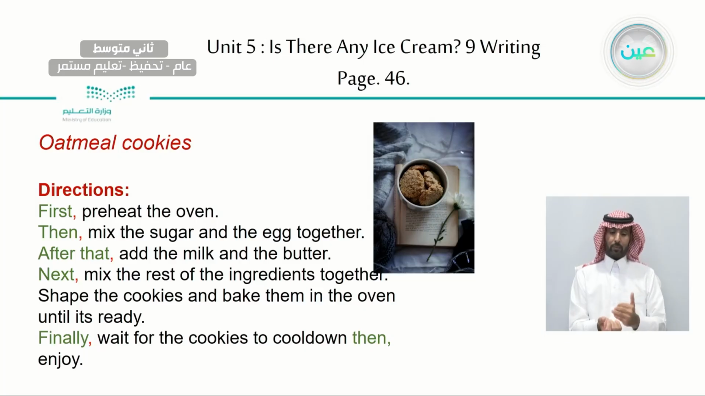Then, mix the sugar and the egg together. This is the next step. After that, after doing this step, which is mixing the sugar and the egg together, what are you going to do? You're going to add the milk and the butter. Next, mix the rest of the ingredients together. Shape the cookies and bake them in the oven until it's ready. Finally, wait for the cookies to cool down, then enjoy.